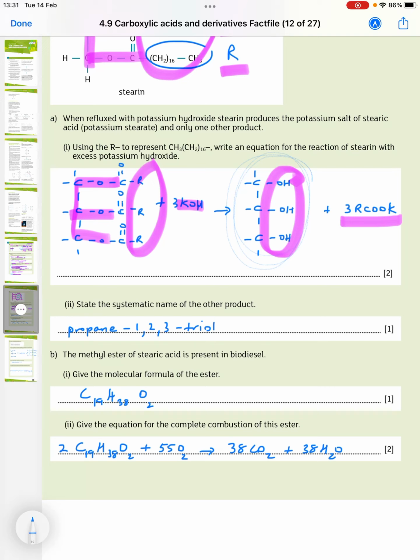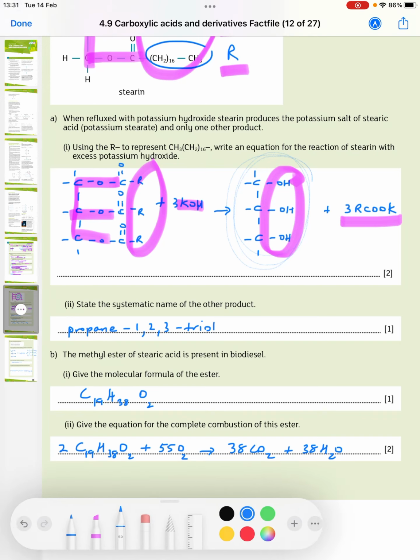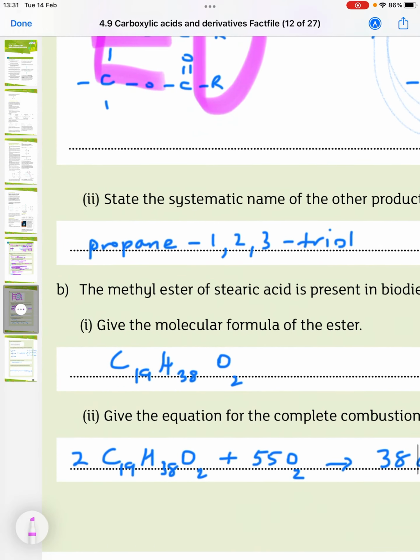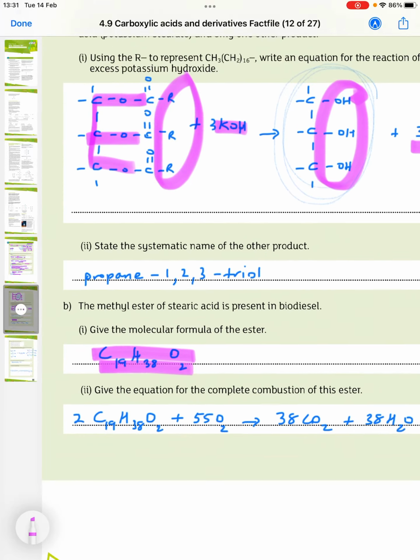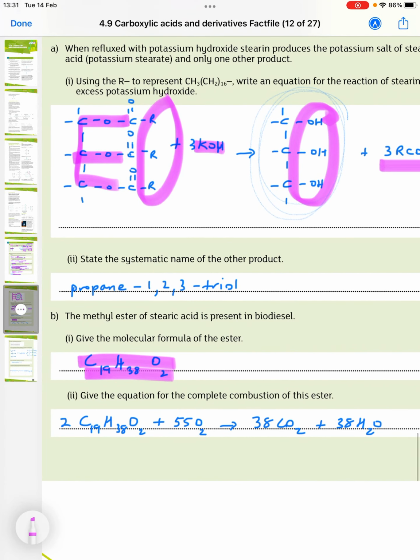The methyl ester of stearic acid is present in biodiesel. Give the molecular formula of that ester. So it's going to be C19H38O2. And then the equation for the complete combustion of this ester. This is an absolute doozy, but just take your time, work through it carefully. So we've got 2 C19H38O2 plus 55 O2 gives you 38 CO2 and 38 H2O.